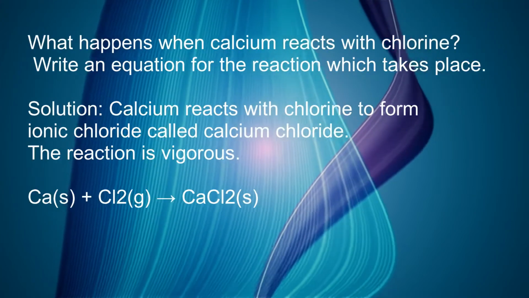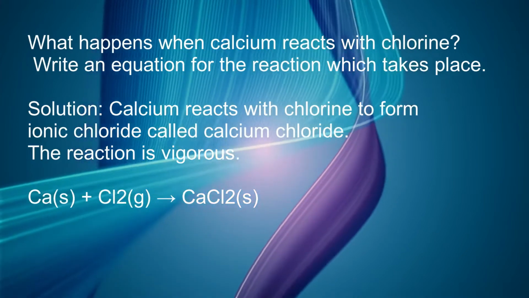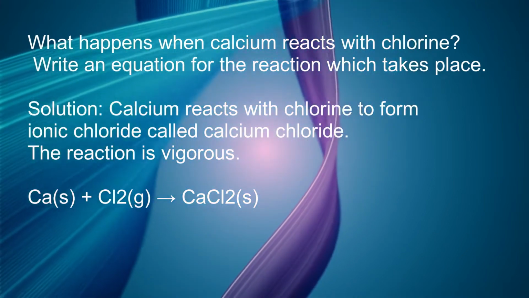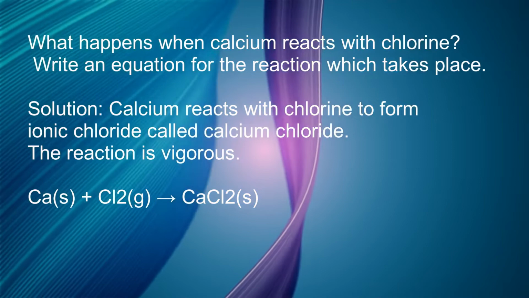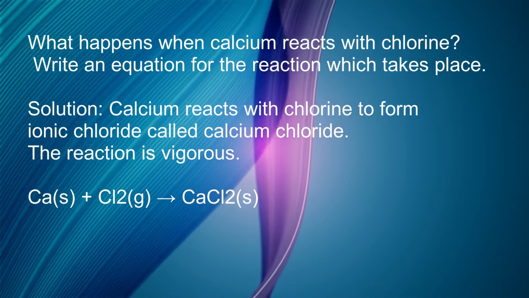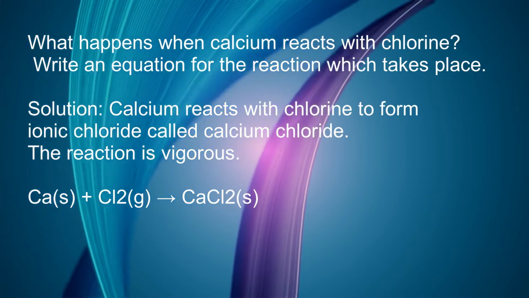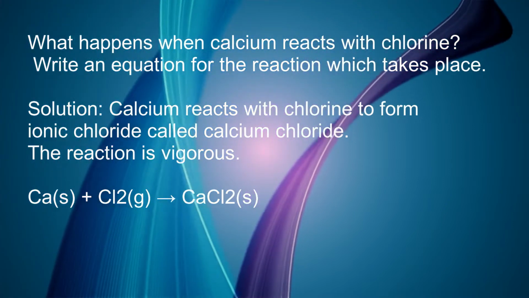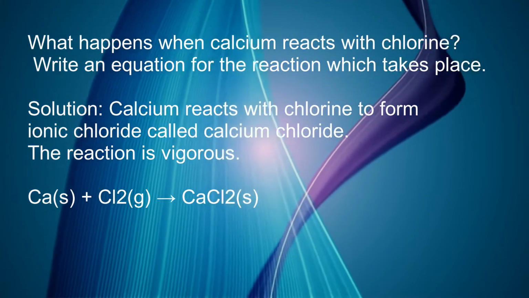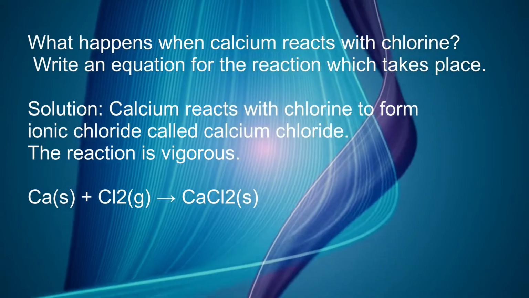A. What happens when calcium reacts with chlorine? Write an equation for the reaction which takes place. Solution: A. Calcium reacts with chlorine to form ionic chloride called calcium chloride. The reaction is vigorous. Ca (solid) + Cl2 (chlorine, gas) gives CaCl2 (calcium chloride, solid).